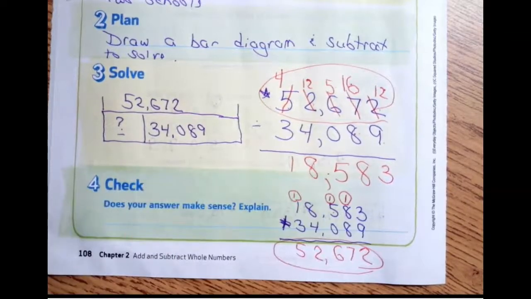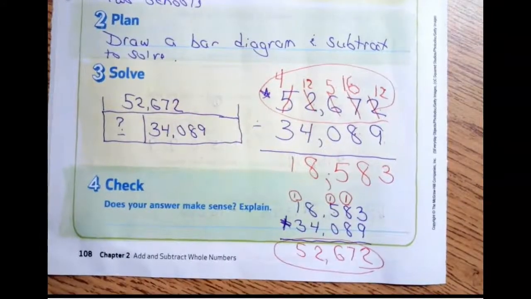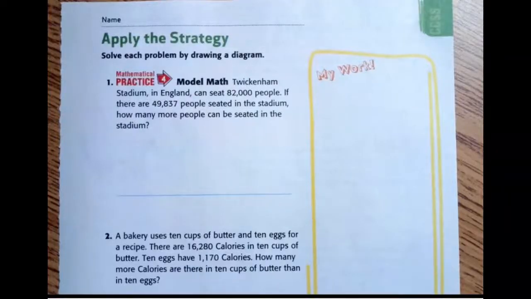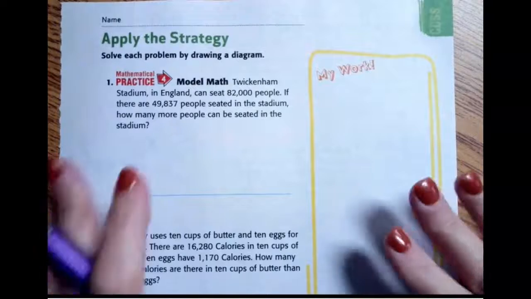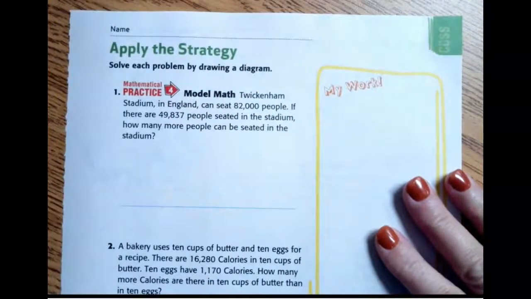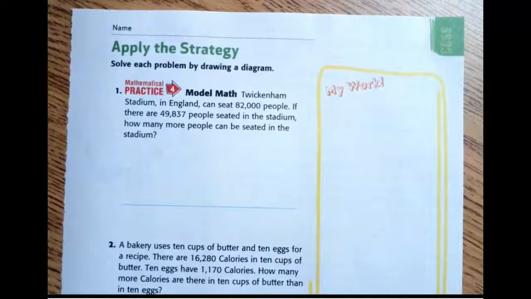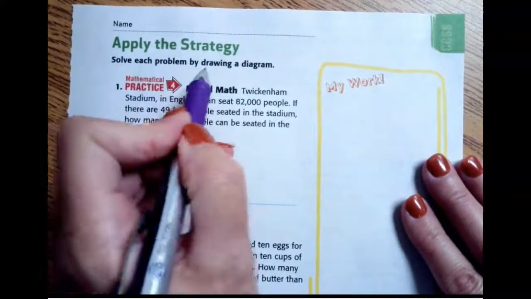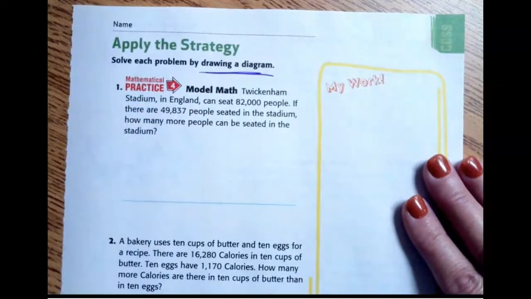Okay. So on the first example, we checked by estimating. On the second example, we checked by doing the opposite operation. Pretty easy, right? Okay, so let's look at page 109. I'm just going to go over the first problem with you, and then you're going to have work to do yourself. All right, so here's where we've talked about the strategy, and we know it's a 4-step plan. We know we need to understand the problem, plan on how you're going to solve it, actually solve it, and then explain, check to make sure your answer makes sense. All right, so on page 109, we need to solve each problem by drawing a diagram. Okay, now boys and girls, you have to make sure that you're reading directions, okay?